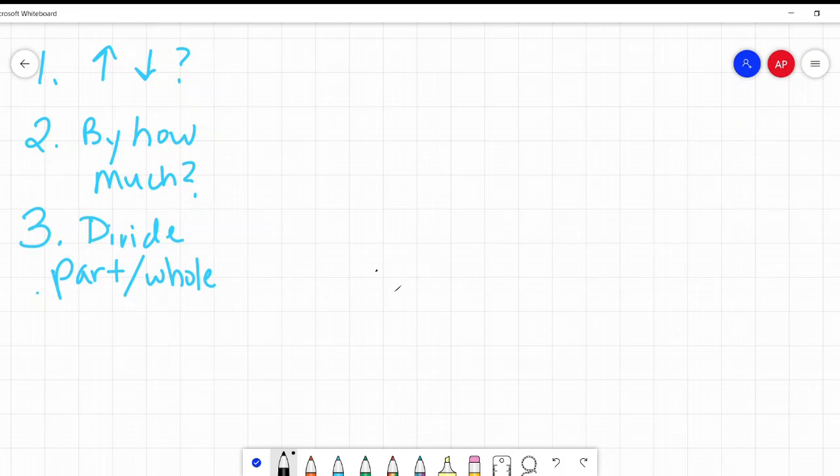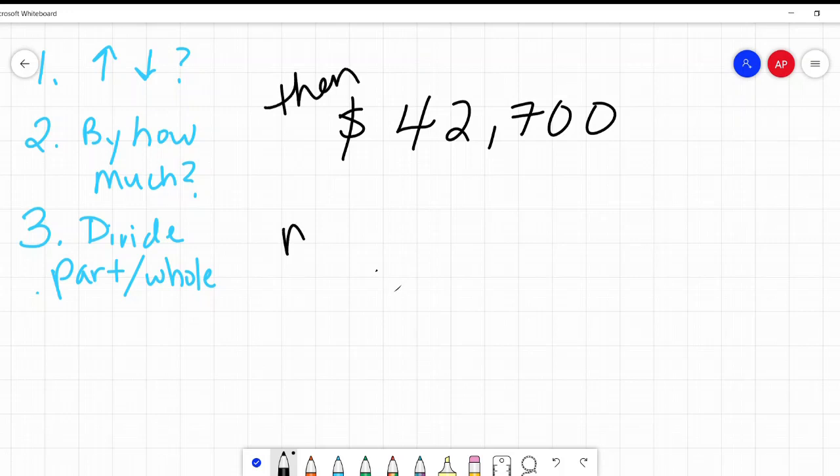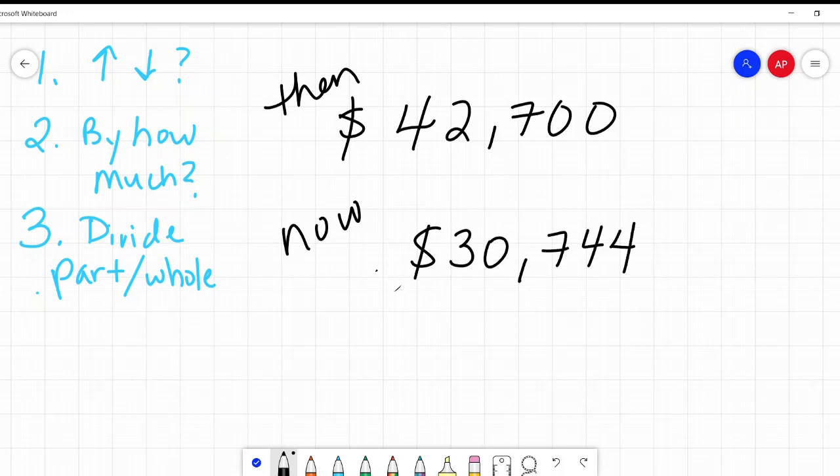Okay, so I have some sample problems that I've gotten from some different websites where they provide free problems. So here's one. This is from IXL.com. Mr. Soto purchased a condo several years ago at a selling price of $42,700. So he bought a condo. Recently, he had the condo appraised. This was then. And now it is worth $30,744. By what percent did the value of the condo go down?